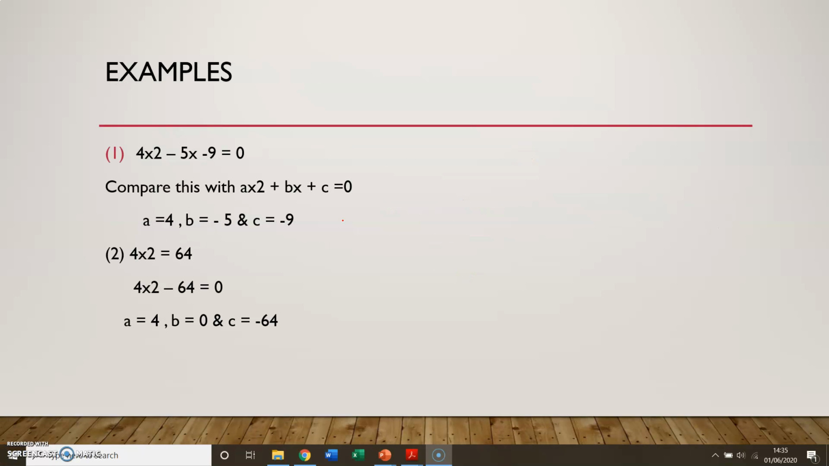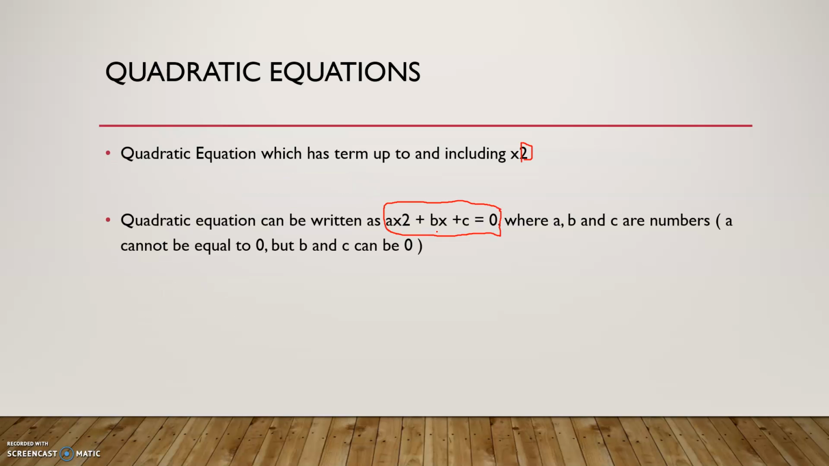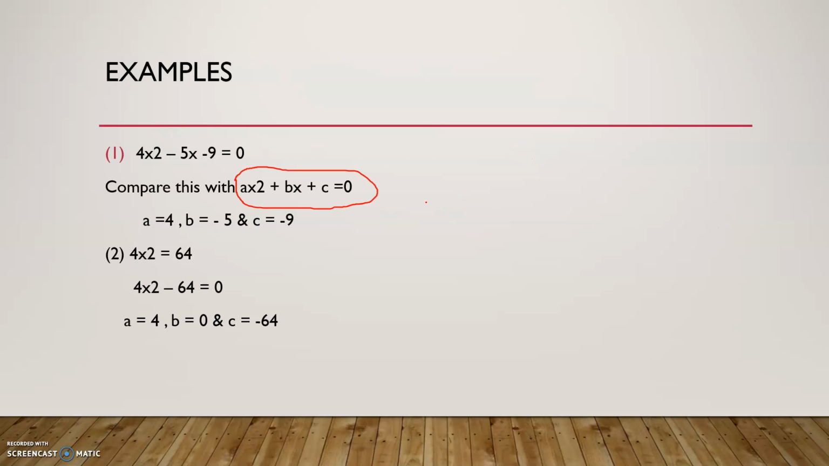We're going to look at some examples now. So this is our example number 1: 4x squared minus 5x minus 9 equals 0. What we have to do is compare this with the equation we discussed before, the general form. If we compare the two, we have x squared here and x squared there, so the value of a would be 4, which is this 4.